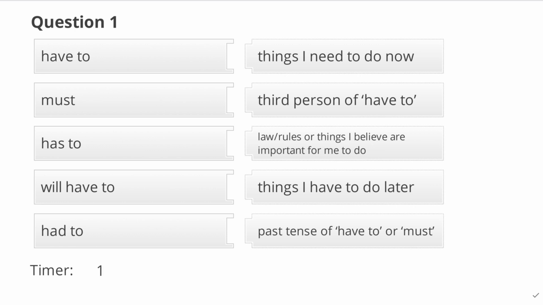So as we know, have to is something that needs to be done, something which is necessary. So this would be this option over here, things I need to do now. Just remember, have to is an external obligation, things that you normally need to do on a daily basis.